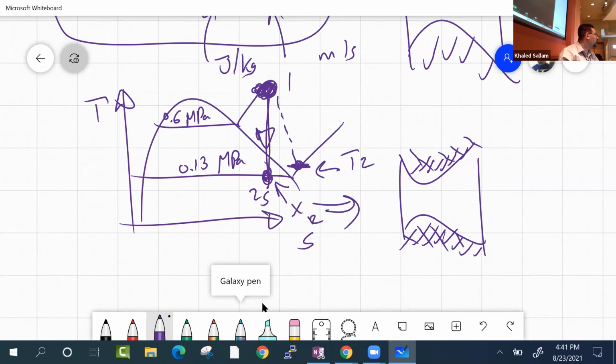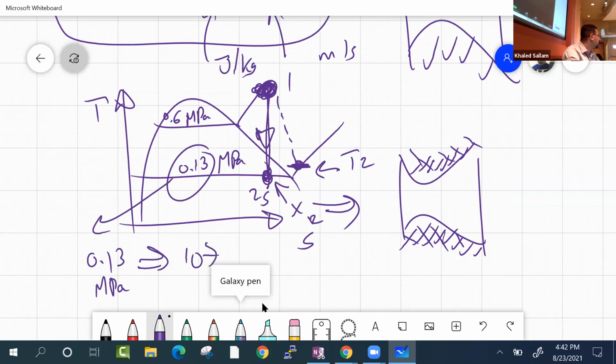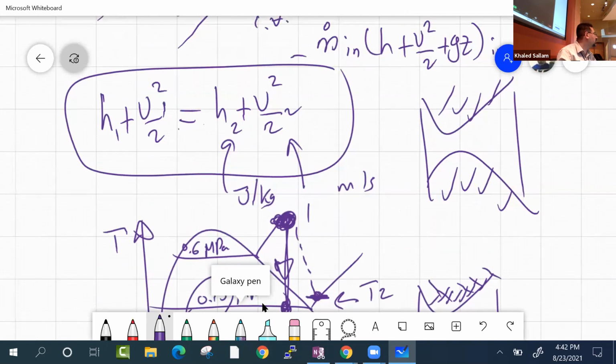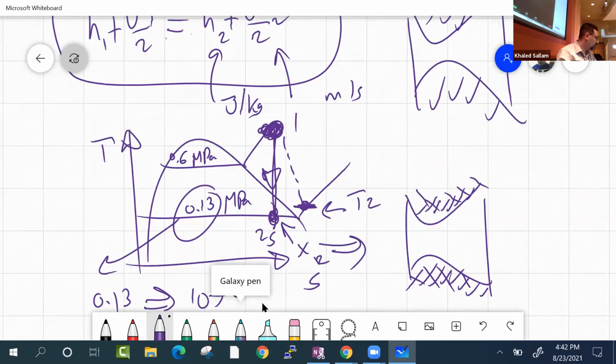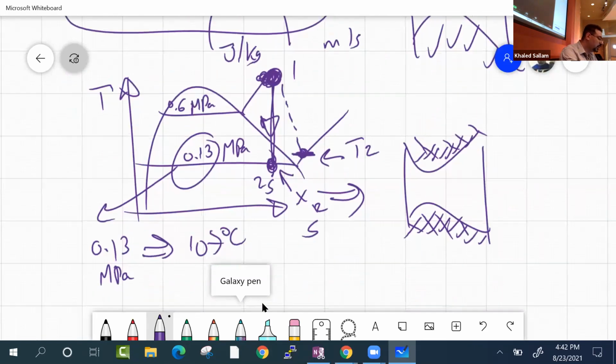So why, if you are wet, you didn't ask for the temperature? Because the temperature is already set. If you are at 0.13 megapascal, the steam table will tell you what it corresponds to: 107 degrees C. So you don't even need to do the first law of thermodynamics on the equation, right? But you could end up at different X depending on the process.